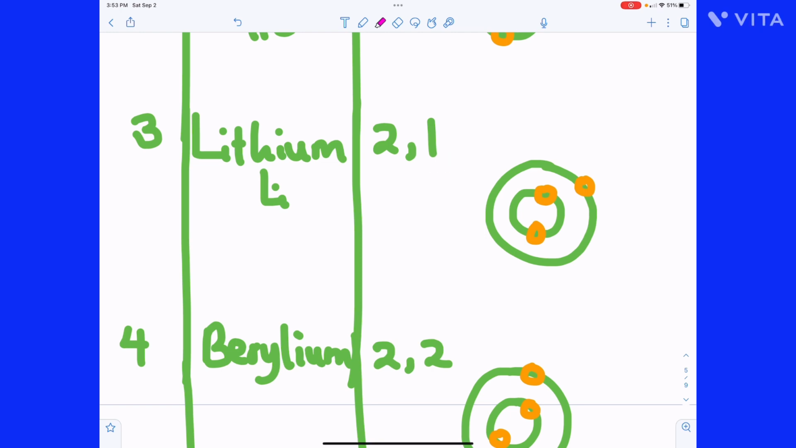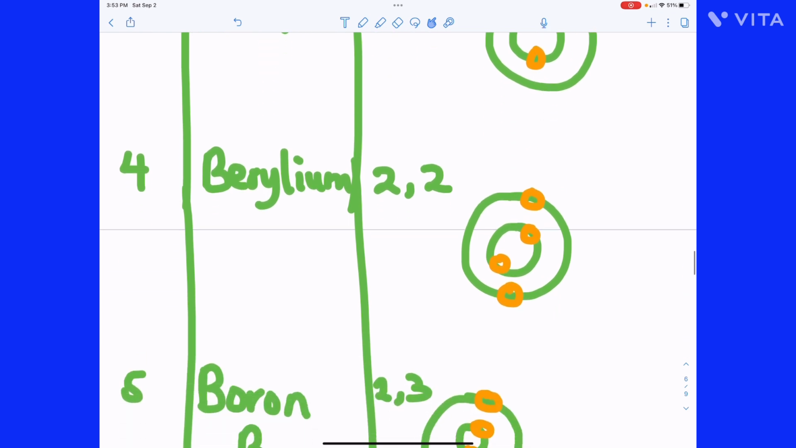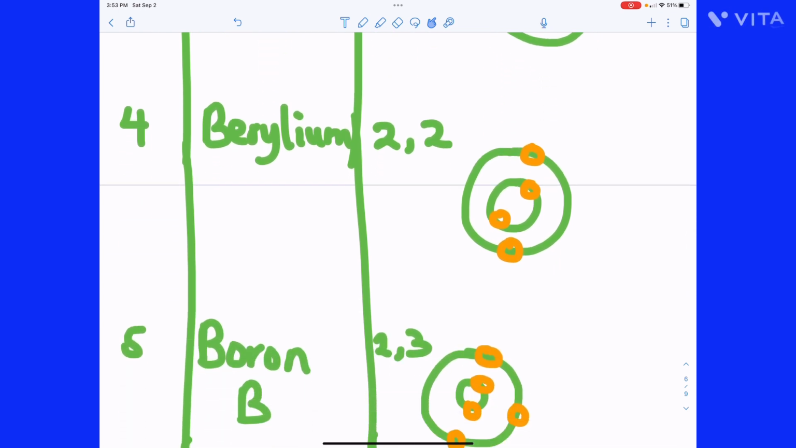So we write the configuration as what? 2, 1, meaning that there are 2 shells in an atom of lithium, the first one containing 2 electrons, and the second one contains 1 electron. So that's that. Beryllium is the next element.